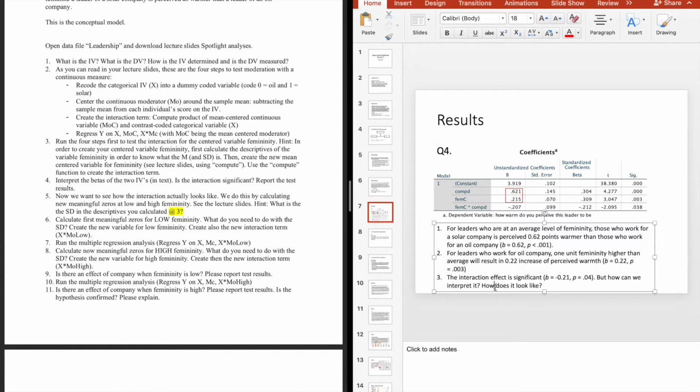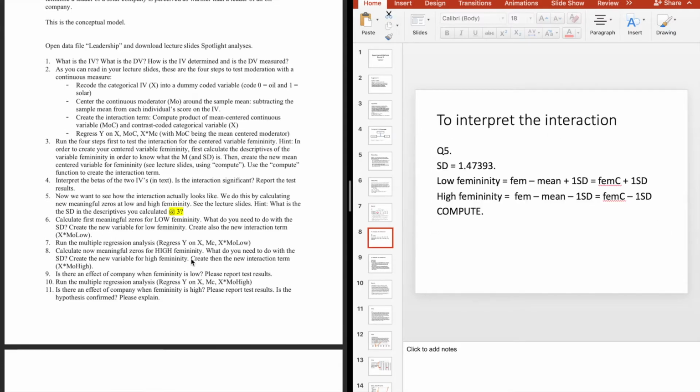Okay. But however, the interaction effect is significant, but right now we don't know how to interpret it, because we need post hoc analysis to see that, right? But think about it. Right now, you might already find out that we don't know what is happening for leaders who work for solar company, right? Because of this coding, we can have the data only for leaders who work for oil company when we want to interpret the influence of femininity on worth. We'll talk about this later.